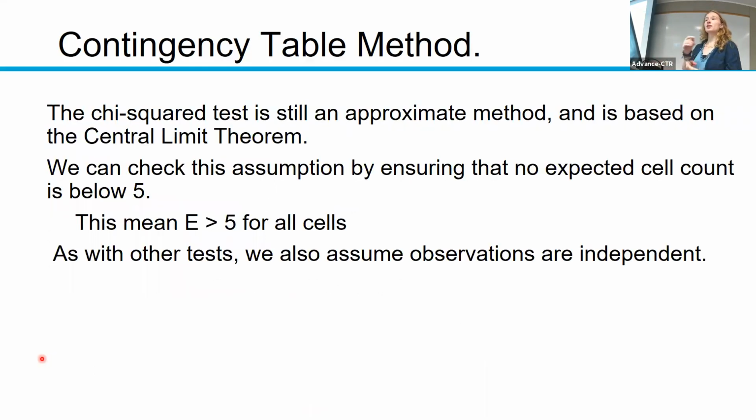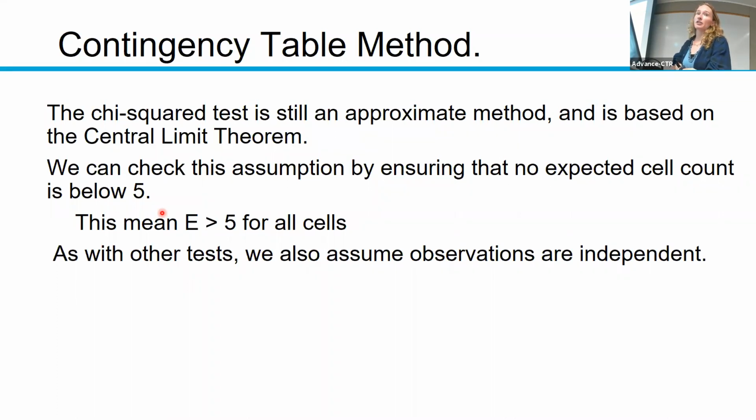So just like the normal approximation method, the chi-squared test is still an approximation method based on the central limit theorem. In the normal method, we had that sample size times p1 hat times 1 minus p1 hat must be greater than or equal to 5 to conclude valid assumptions. Here, we need to have every expected count greater than 5. So in each cell, we want the expected value to be greater than 5 in order to conclude that our data approaches a chi-squared distribution, and that our inferences are valid.